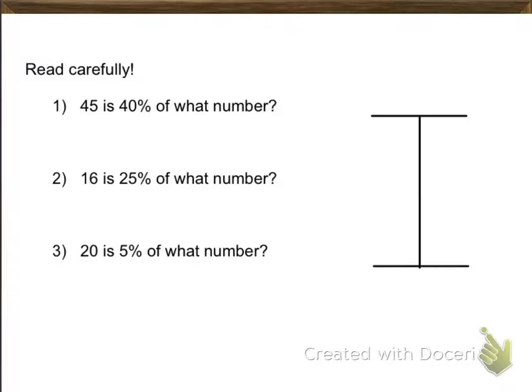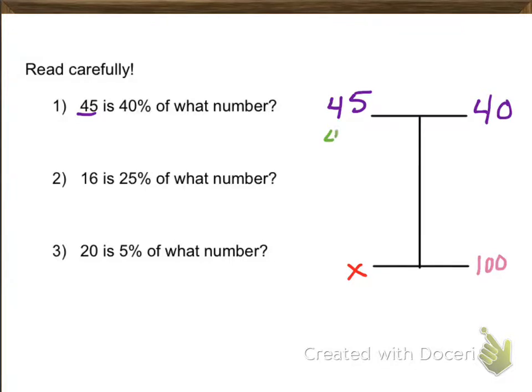Alright, so let's set this problem up. If I'm going to set this up, again, I have my 100% goes on the bottom. Now, I have my 40%. Now here's where it gets a little bit different. 45 is 40% of what number? That 45 means that it's part of my whole. It is not my whole, it is my part. So therefore it's going to go on top. So that's going to make my x down on the bottom.